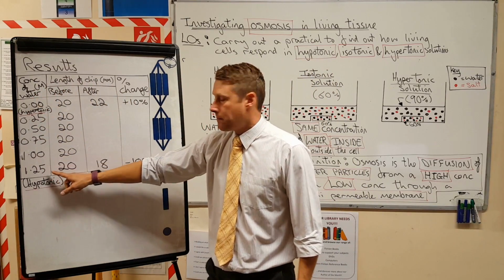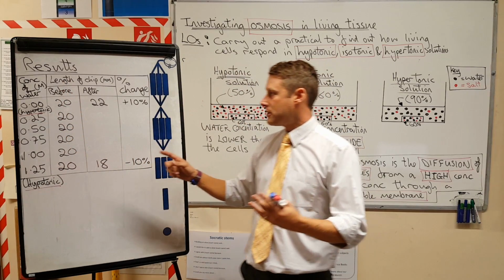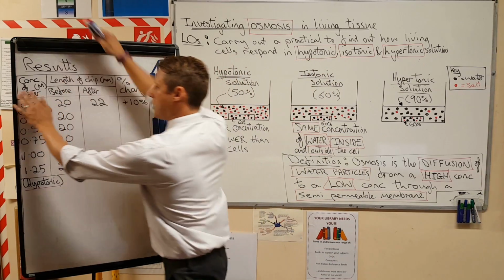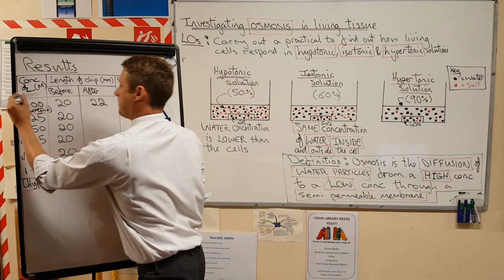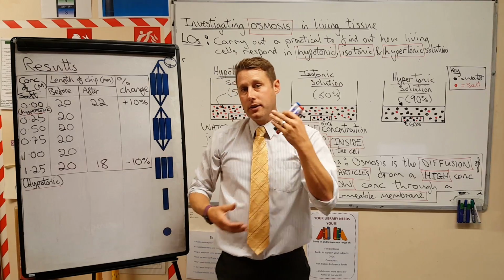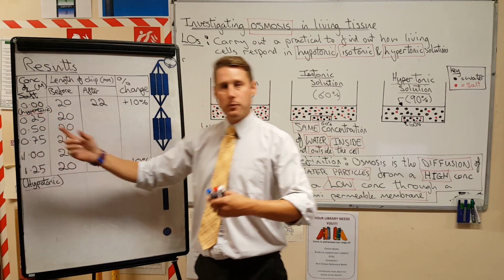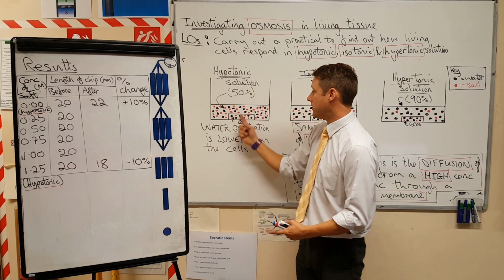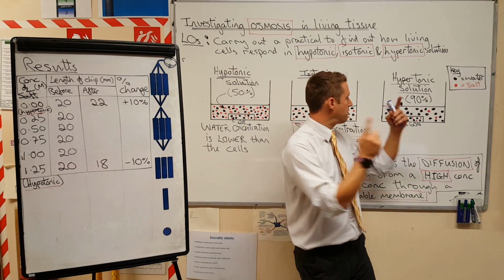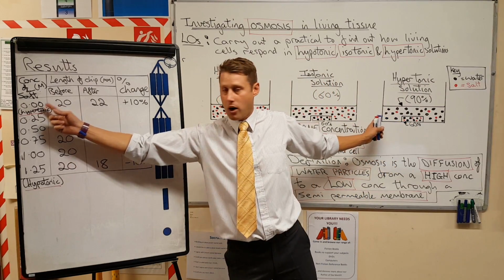On our results table, we put 5 lumps of potato into 5 different boiling tubes with 5 different concentrations of salty water. And we said that the tap water was 0 molar, therefore that was the highest concentration of water. That was our hypertonic solution. Okay, so hypertonic there.